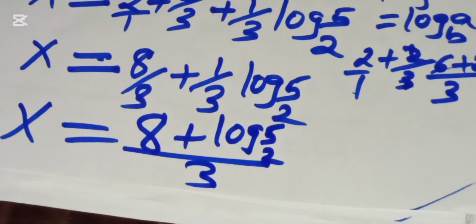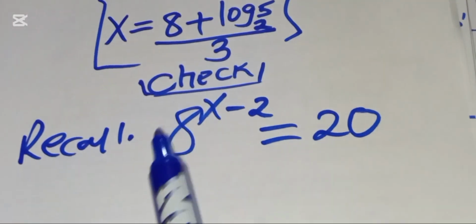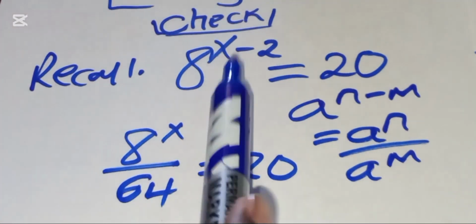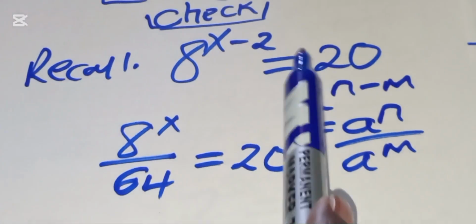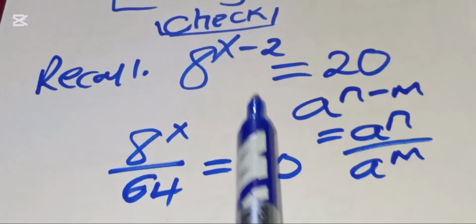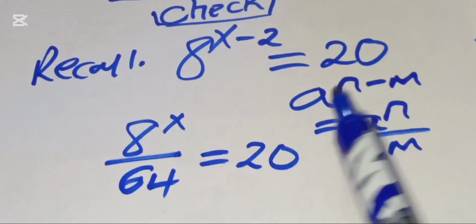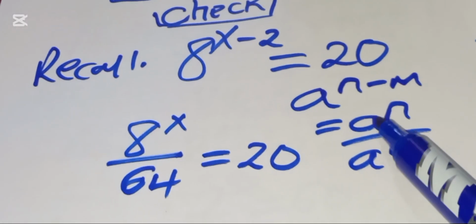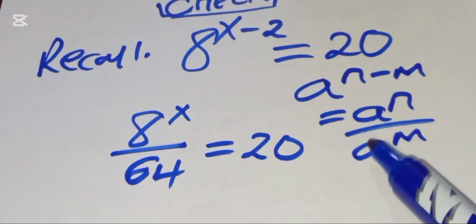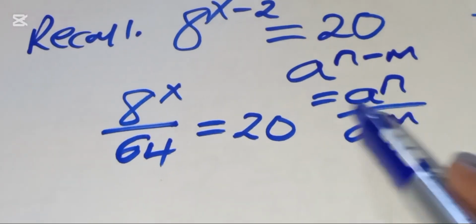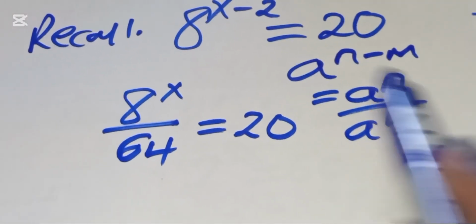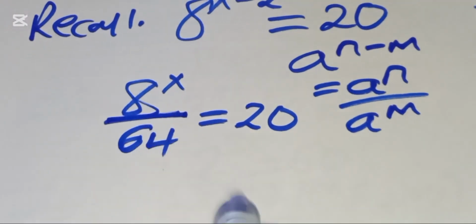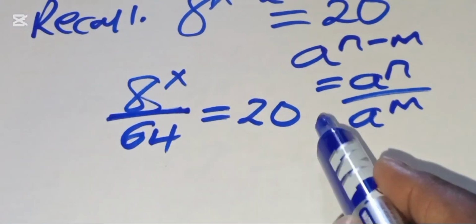Okay, so if you recall, we had that 8 raised to the power x minus 2 is equal to 20. So 8 raised to the power x minus 2 should give us a value of 20. And you find that this is in the form of a raised to the power n minus m, which you can express as a raised to the power n divided by a raised to the power m. Now we'll have 8 raised to the power x divided by 64. So let's substitute the value of x.